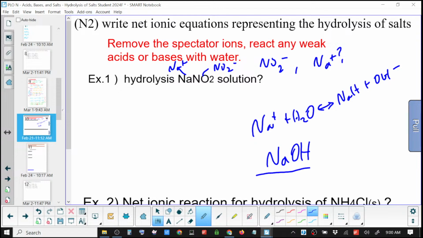What kind of arrow do you have on this? Singular arrow, which way? We go to the right. So again, we have a one-way arrow. So all the ions from strong bases, sodium hydroxide, potassium hydroxide, lithium hydroxide, calcium hydroxide, strontium hydroxide, all have one-way arrows. They're always spectator ions.